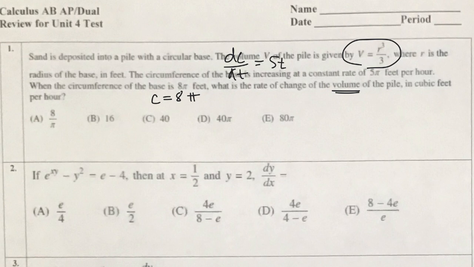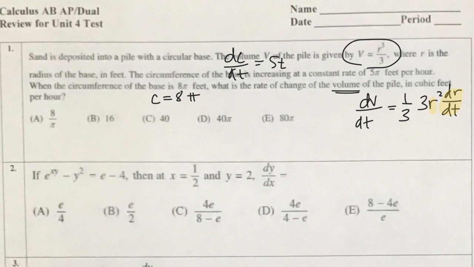Okay, so if we're going to find the rate of change of the volume, let's take the derivative of the volume with respect to time. That happens to be 1/3 times 3r squared dr/dt. And we notice in order to take this derivative, I need to know what the radius is. And also I need to know what the dr/dt is. So I'm missing some information here.